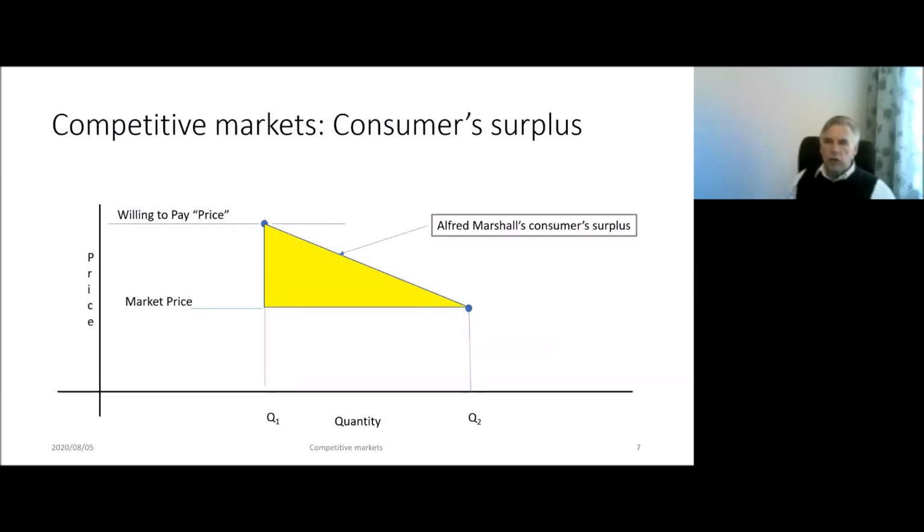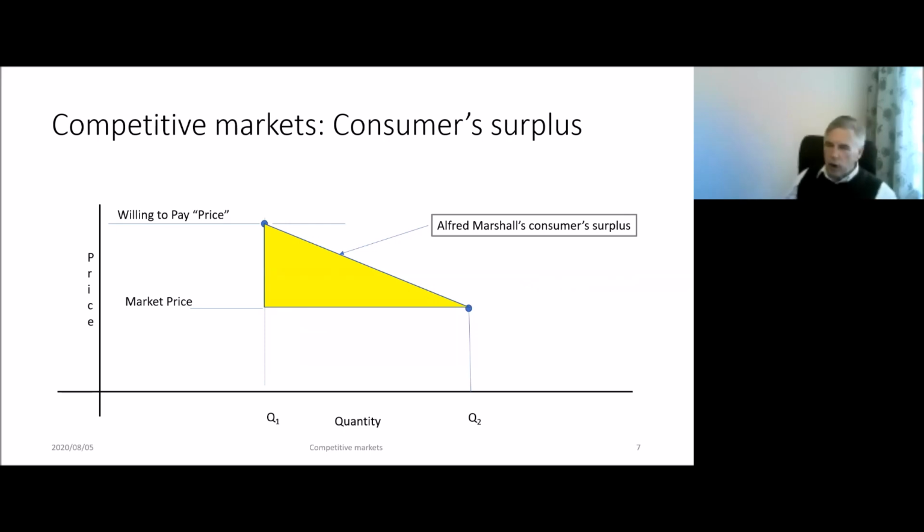So there's the Q1, Q2, and the yellow there is the benefit that the consumer gets. The consumer pays a lower price. Because he pays a lower price, more consumers can enter into the market. In the end, they all trade at the market price at QT. And so the yellow triangle there comes from Alfred Marshall, who was a Cambridge economist who was the first one to think this out. That's known as Alfred Marshall's consumer's surplus.